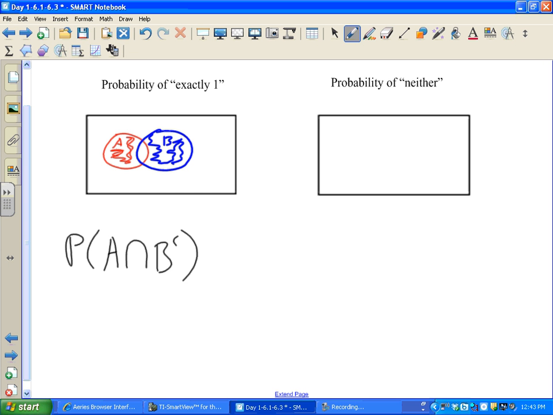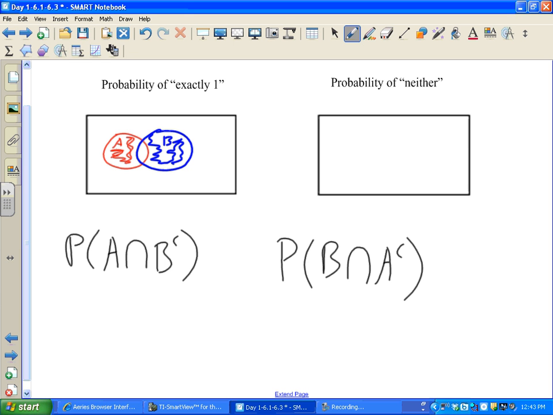We agree that that's Tyreek making his and DeMarcus missing his. It's from the previous one. So we agree that this is DeMarcus making his and Tyreek missing his. So this is just one person making it, and this is just one person making it.